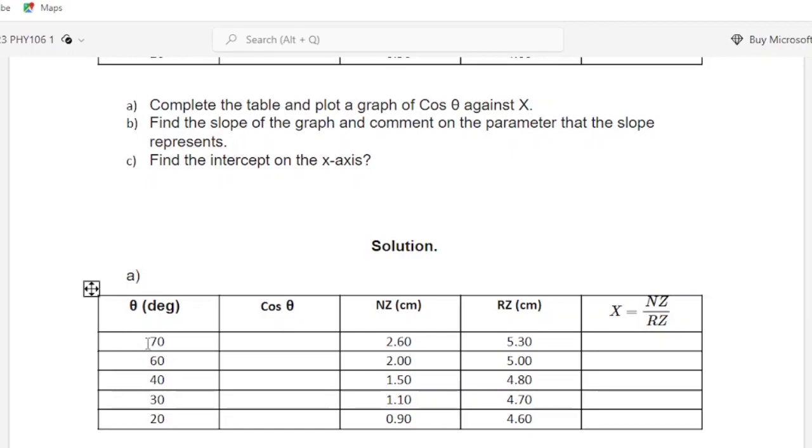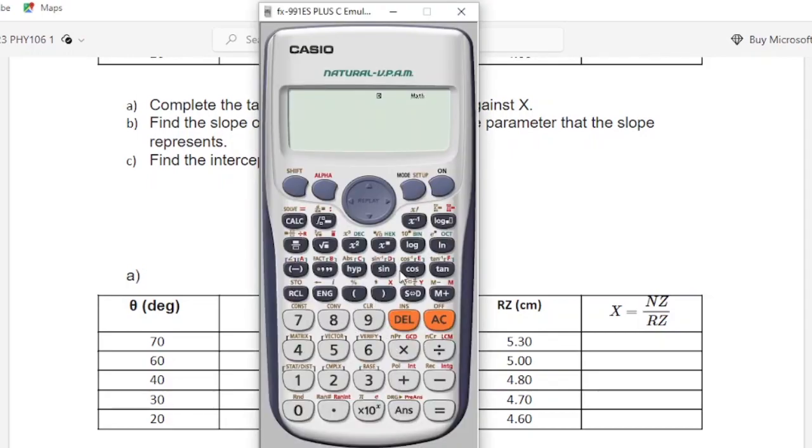First of all, theta is 70. So if theta is 70, let's get the value of cos theta. That's cosine of theta. Of course, we have to use a calculator. So my first angle is 70. I'll get cos 70, and that's about 0.34 in two decimal places. All right, so I have 0.34 as my answer.